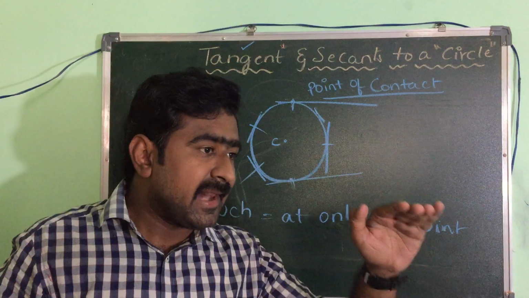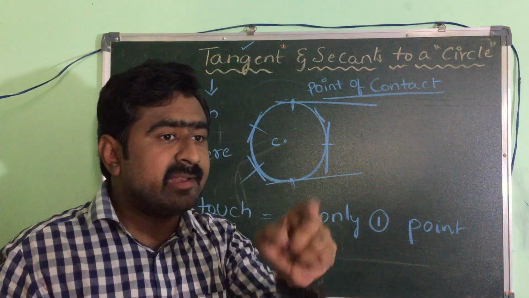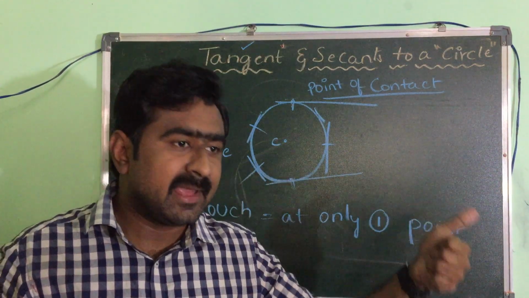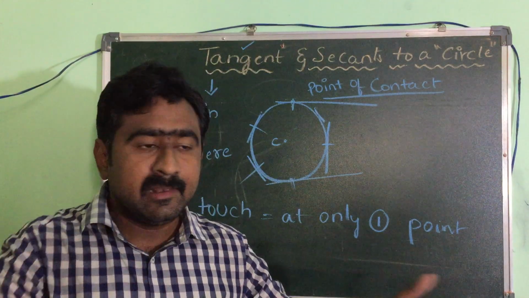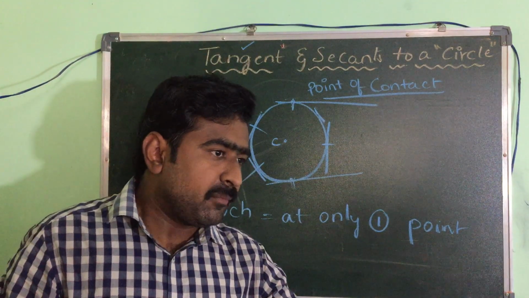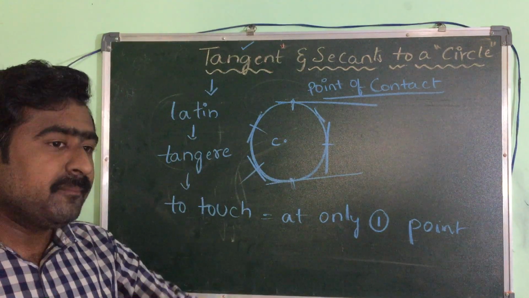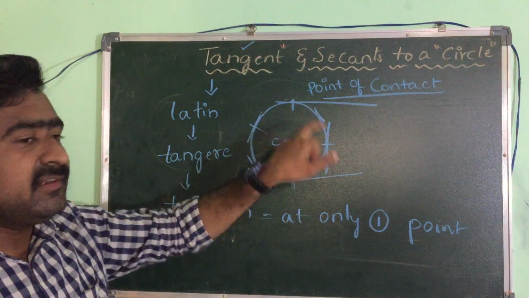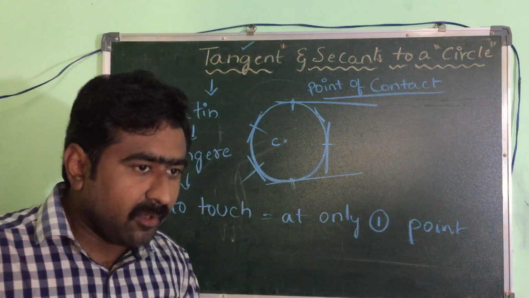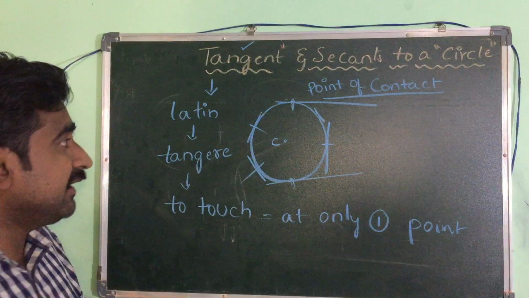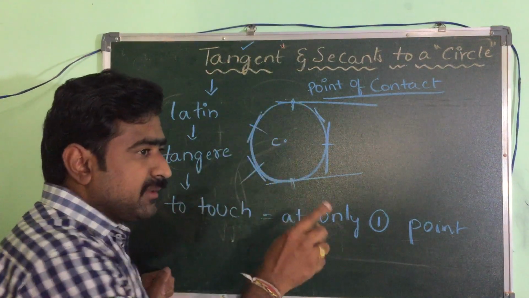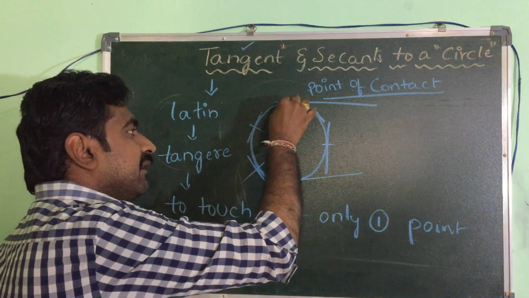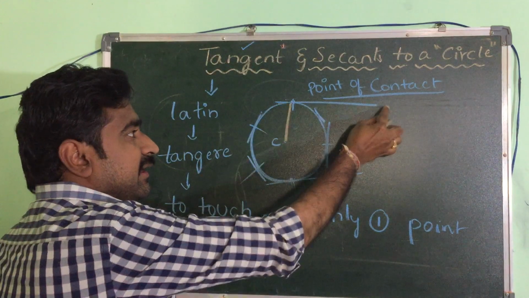Tangent is nothing but a line segment which touches the circle at only one point is called tangent. And for a given circle we can draw infinite number of tangents, and the common point where the tangent touches the circle is called point of contact. Got it or not?